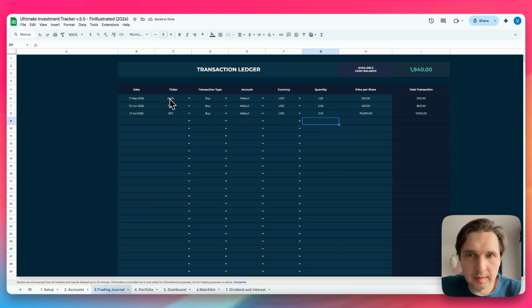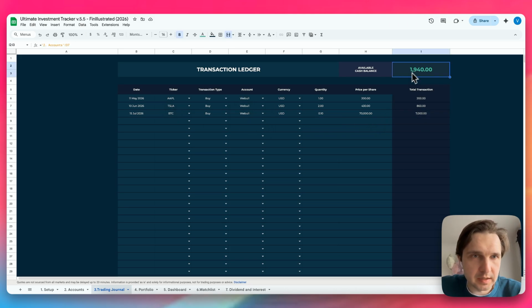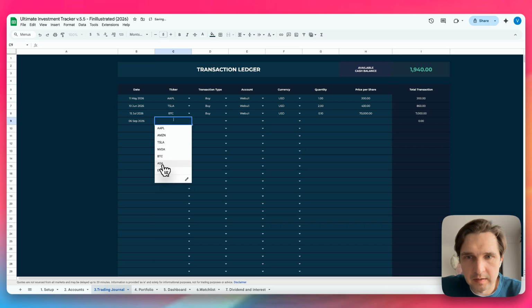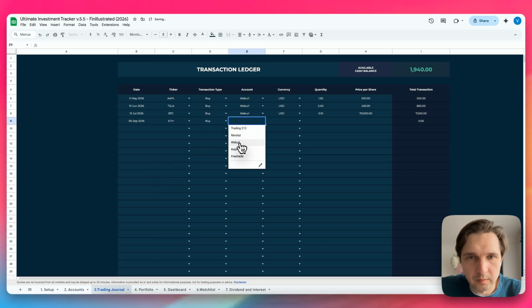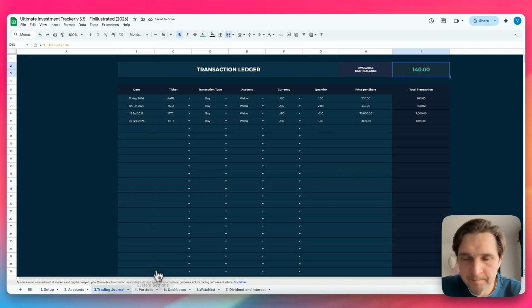So we have bought Apple, Tesla, and Bitcoin. This is our total transactions. This is how much cash you have left, so we never overspend. Maybe I'm just going to buy one more in September of this year. Let's go to the Ethereum buy, gain Webull, USD, and maybe we bought one Ethereum at 1800. So we have left only 140 as cash.